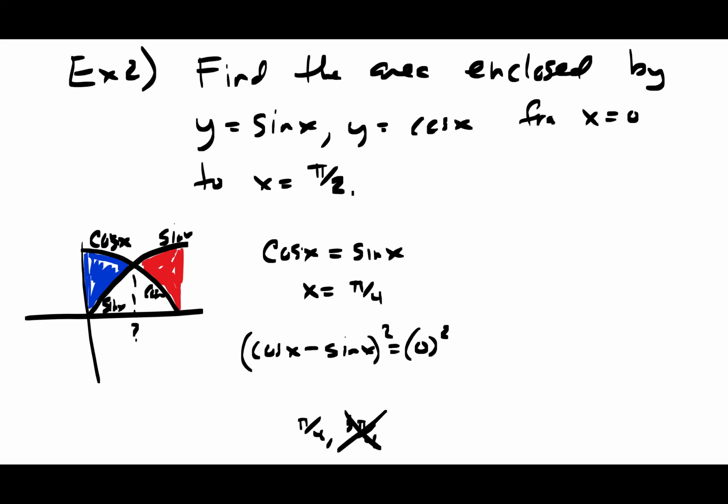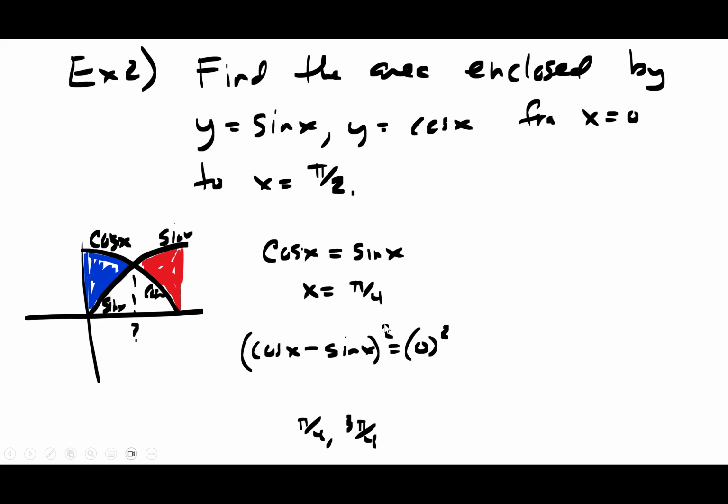Real quick, let's talk a little bit more about this here. Do you guys remember whenever you square both sides of an equal sign, you may introduce extra answers that are not really there? Is that right? And if you did solve this algebraically, you actually get two answers, pi over 4 and 3 pi over 4.